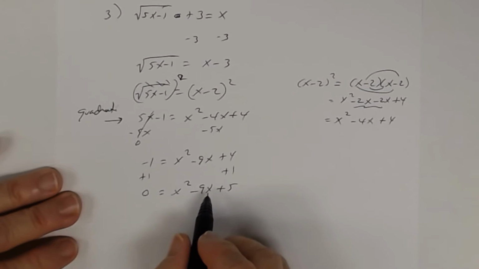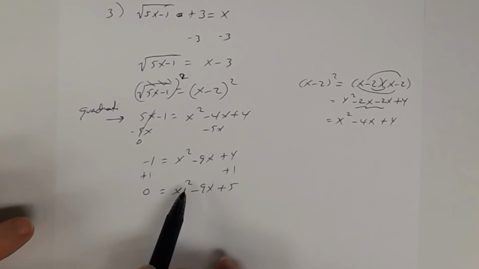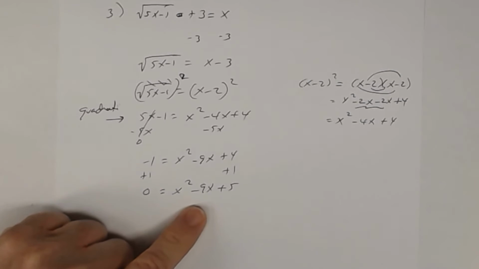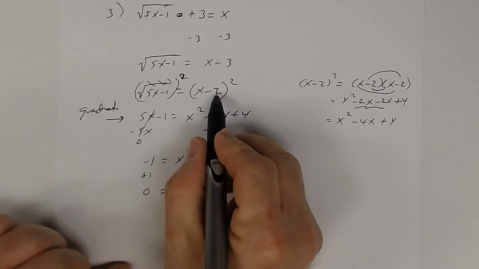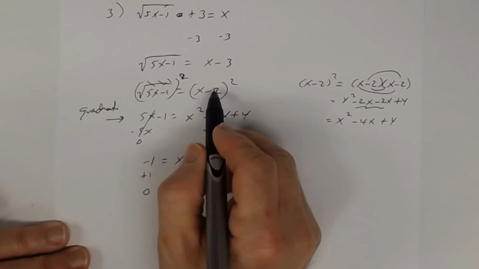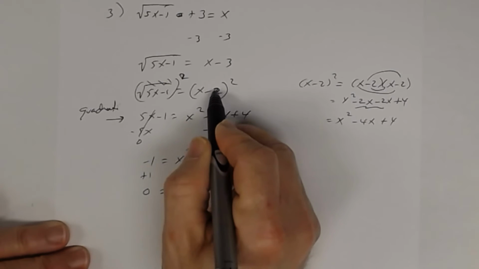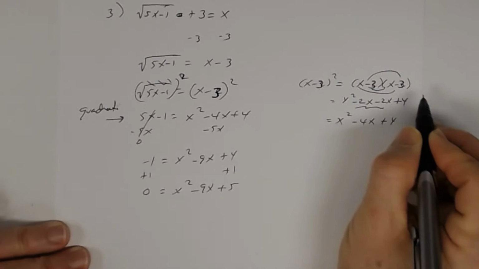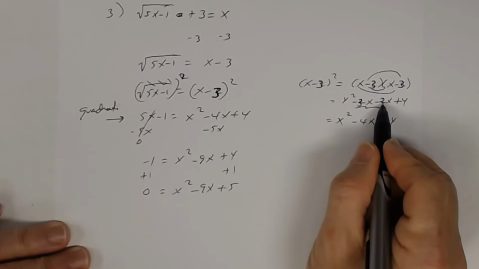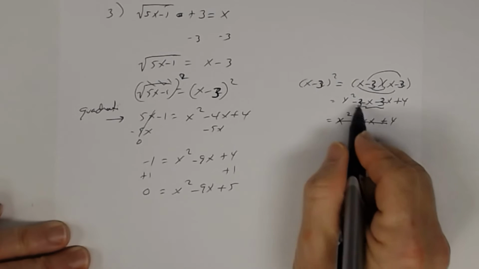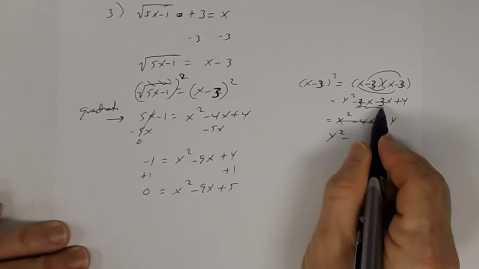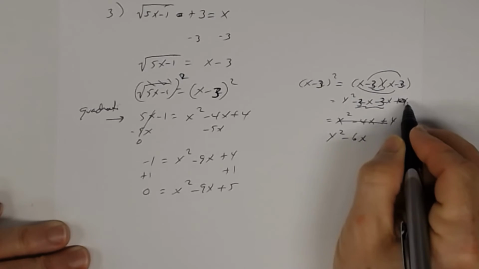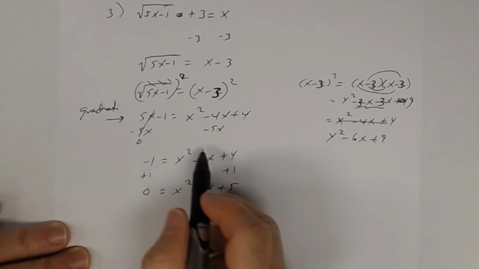Okay, now let's see. I think I made a mistake here because that's not going to be factorable. So let me see what I did wrong. Oh, it's right here. So you see where I had the x minus 3? I put x minus 2. So let me go ahead and fix this. So this is x minus 3. So that's negative 3x and a negative 3x, and that's going to be x squared minus 6x, and then negative 3 times negative 3 is a positive 9. So plus 9. So I made a mistake there.